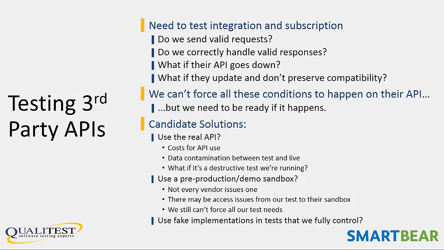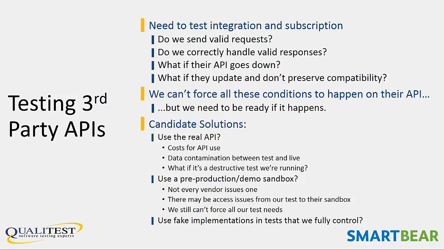What about data contamination? In almost every case, you do not want test data and live data ever mingling. And what about destructive testing? If we are trying to see if our application can deal with something like high load, and for every one of our tests we make an API call, well, that means then we're also indirectly exposing a load test to the third-party API. All of these things mean using the real API isn't really viable or advised.